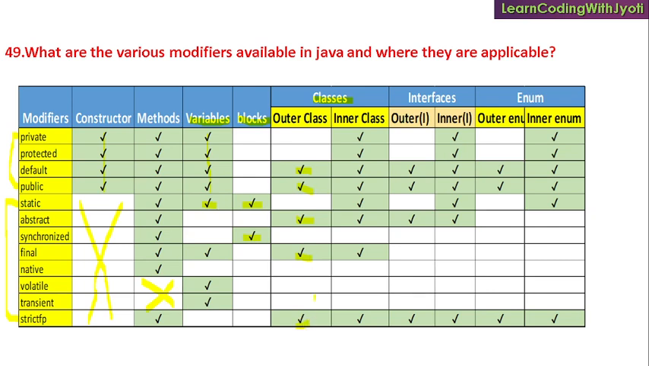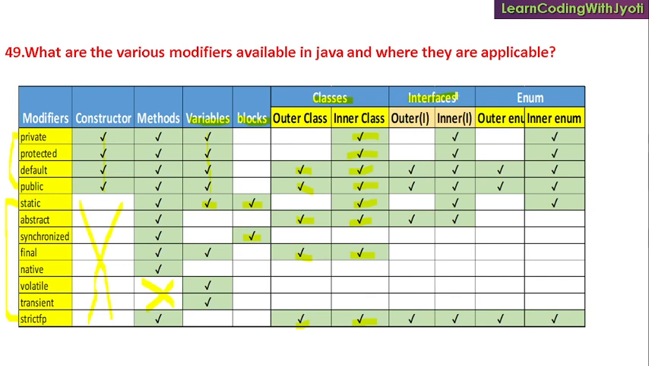Whatever modifiers are applicable for outer class, those are applicable for inner class. So default, public, abstract, final, and strictfp. Besides this, private, protected, and static, these 3 are also applicable for inner classes. So for outer class, 5 are applicable, for inner class 8 are applicable.